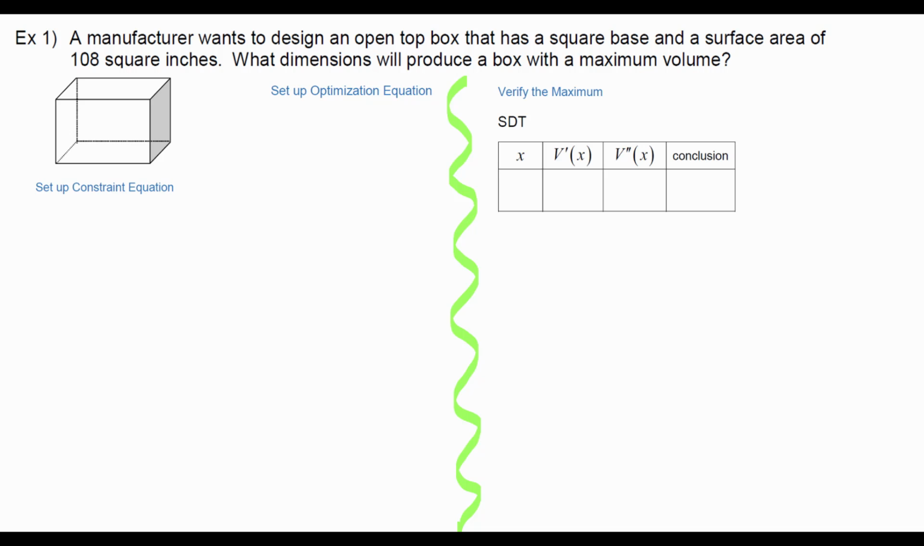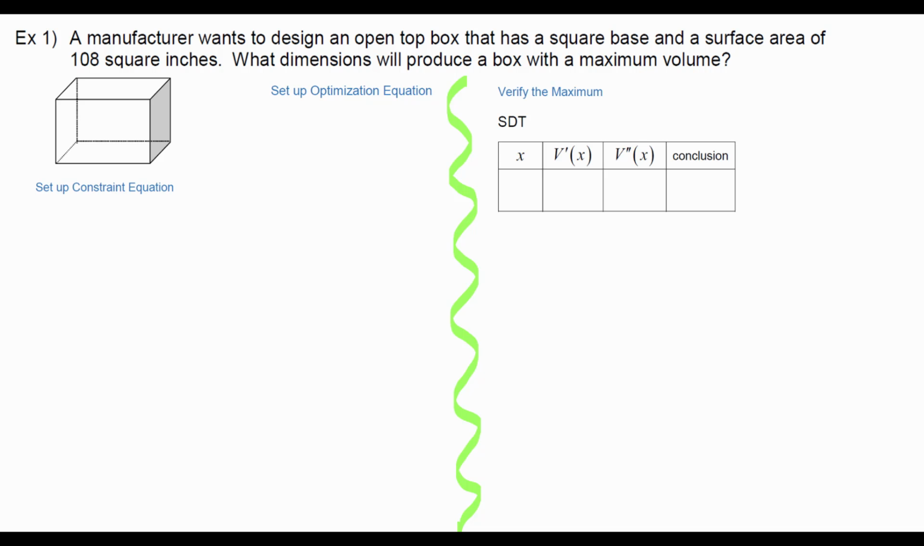Example 1. A manufacturer wants to design an open top box that has a square base and a surface area of 108 square inches. What dimensions will produce a box with a maximum volume? So typically in an optimization problem, the problem itself has every single piece of information we need. So it's your job to find all the information that you need.